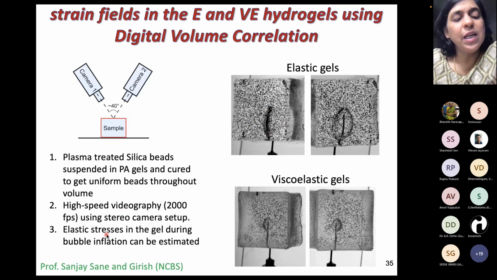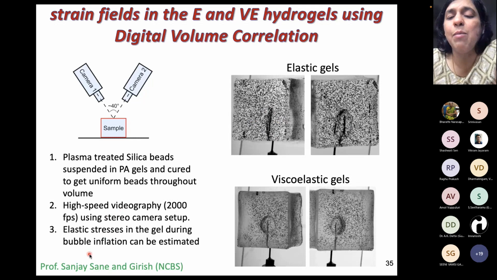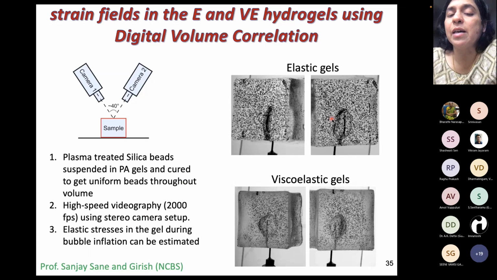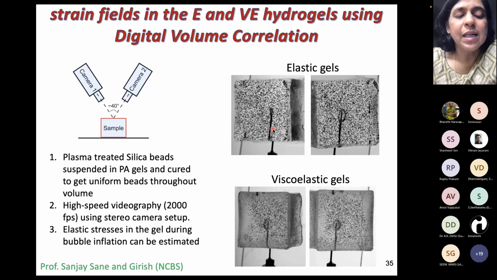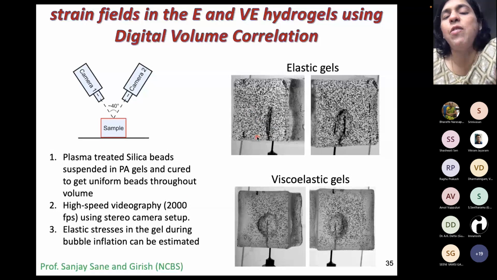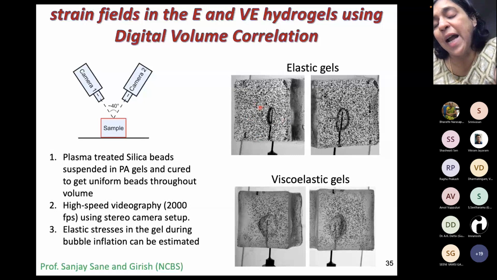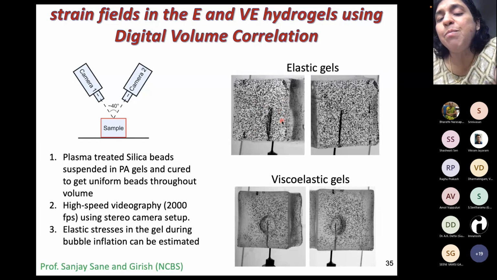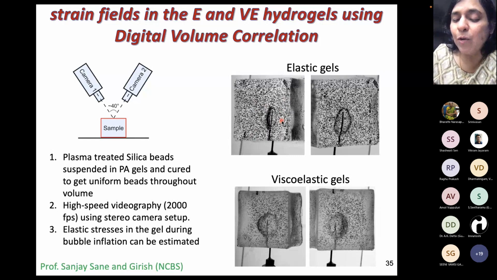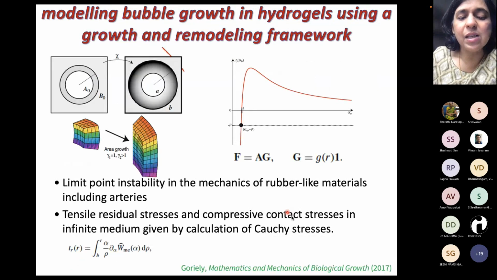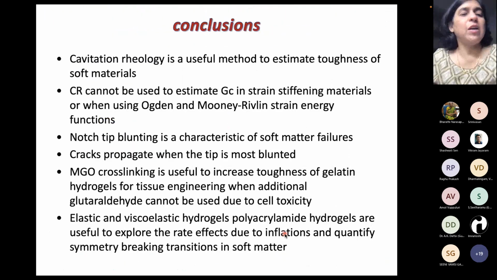And now, these were done at NCBS with help of a colleague and his student Girish, who has been very helpful with getting some of these pilot data. So we want to now use DVC, digital volume correlation, to see if we can estimate the stresses, especially ahead of the bubble inflation, using the positions of the various beads that we have smeared inside the sample. And hopefully that matches the expression for the Cauchy stresses that we have calculated theoretically. So that's where we are going with the study.